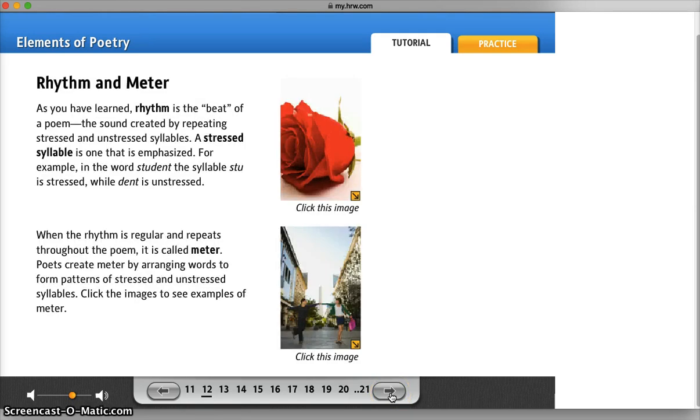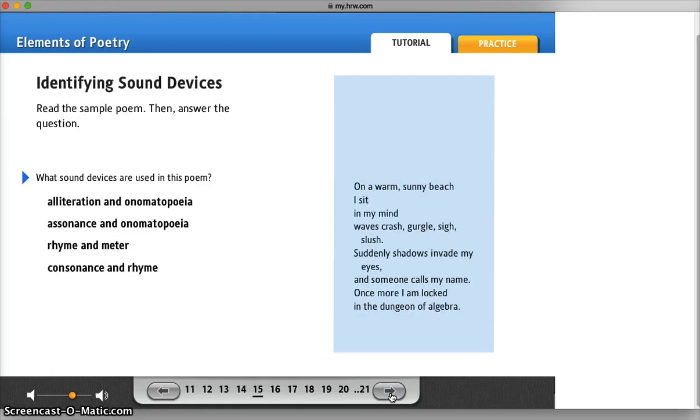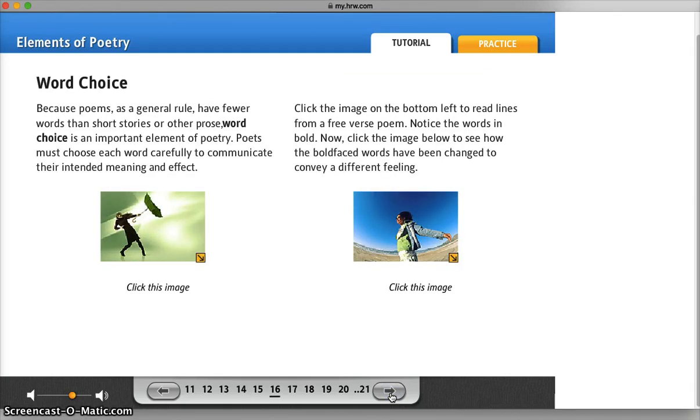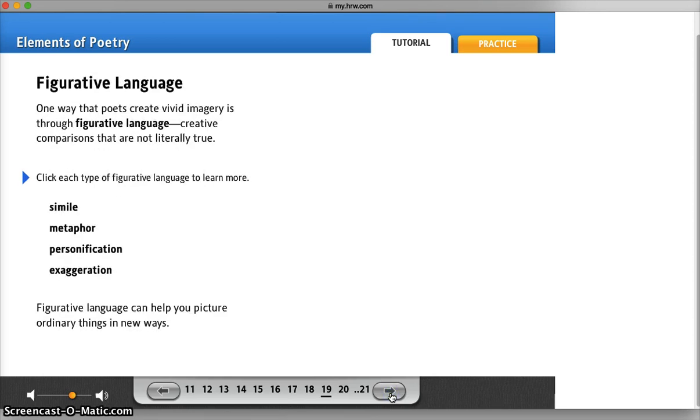We're going to skip rhythm and meter. We don't need to be quizzed over that. Moving on. We're going to talk about word choice and imagery. That will be in a different lesson. Figurative language. These are the other 4 types that we are going to practice learning and identifying.